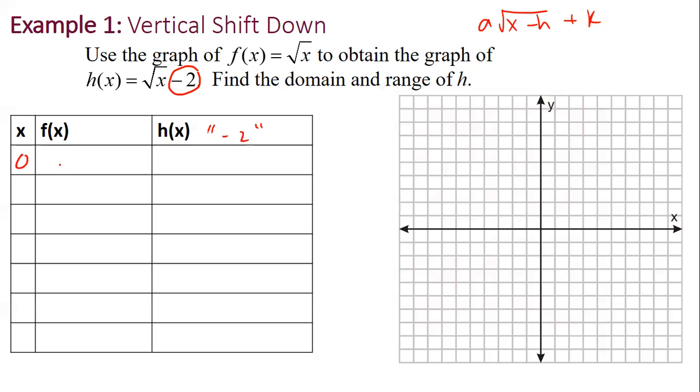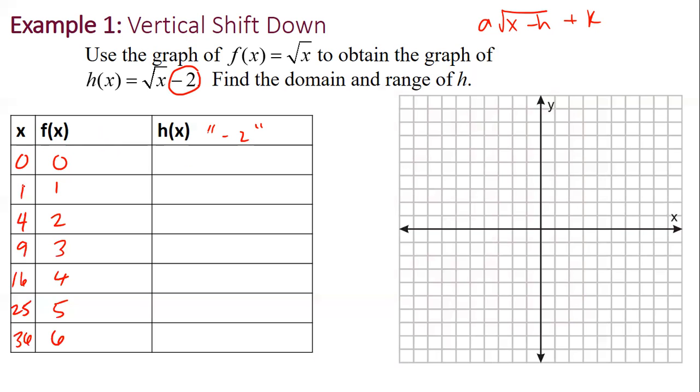So we have 0, 0. We have 1, 1. We have 4, 2. We have 9, 3. We have 16, 4. We have 25, 5. And we have 36, 6. Do we understand why those are the parent function values for the square root function? Yes? Okay.